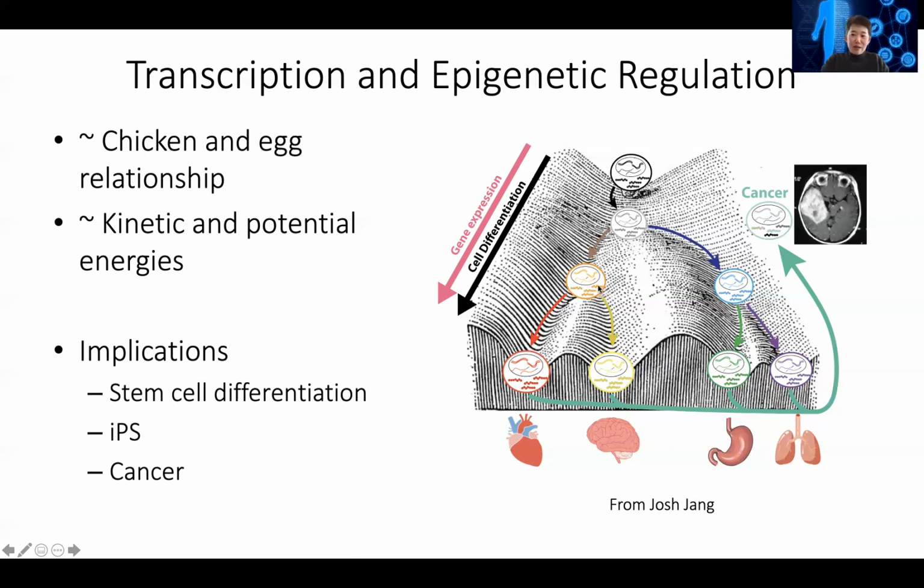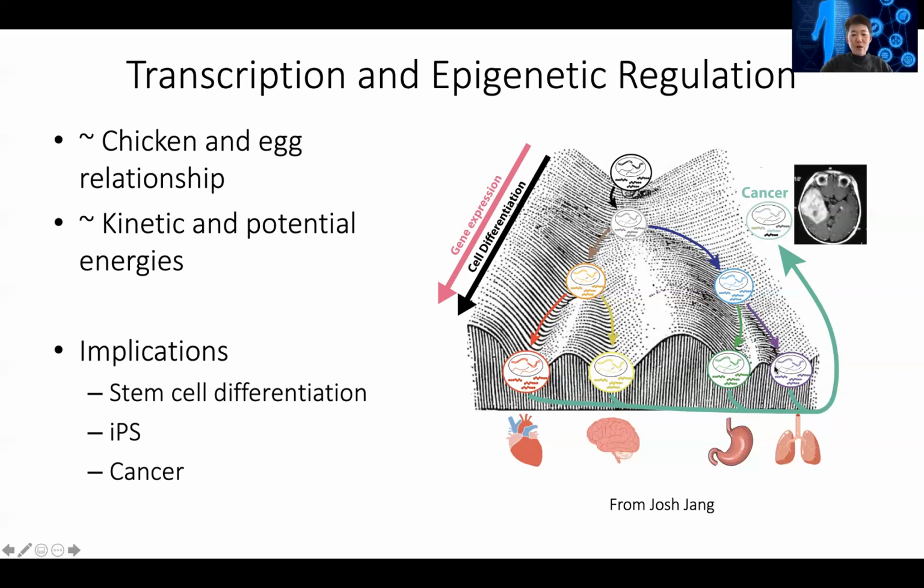But once the transcription factor is on or off, it helps the cell move further down the differentiation lineage. And so this is really the chicken and egg relationship. You can also imagine transcription factor expression as the kinetic energy and epigenetics as the potential energy. They influence each other in this differentiation landscape. And so this helps us understand what happens when embryonic stem cells become more and more differentiated as the cell grows into different tissues and organs.